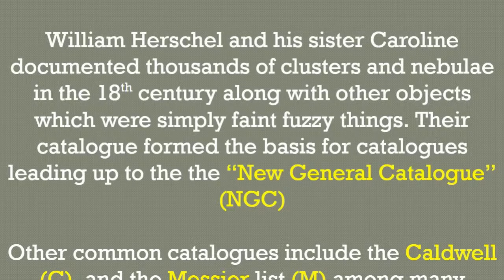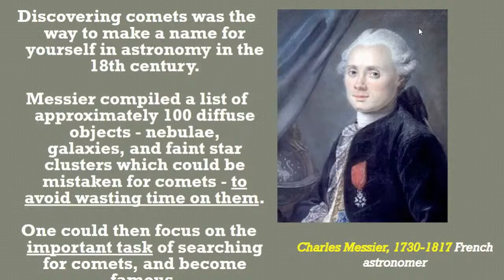But first, we'll stop at the next catalog guy. Charles Messier did it for a different reason. He was a comet hunter, and he was looking up at the sky in the same period of time as, what was the name of that guy that had the comet? Halley. He wanted to be famous like Halley. And in order to be famous like Halley, you had to find comets.